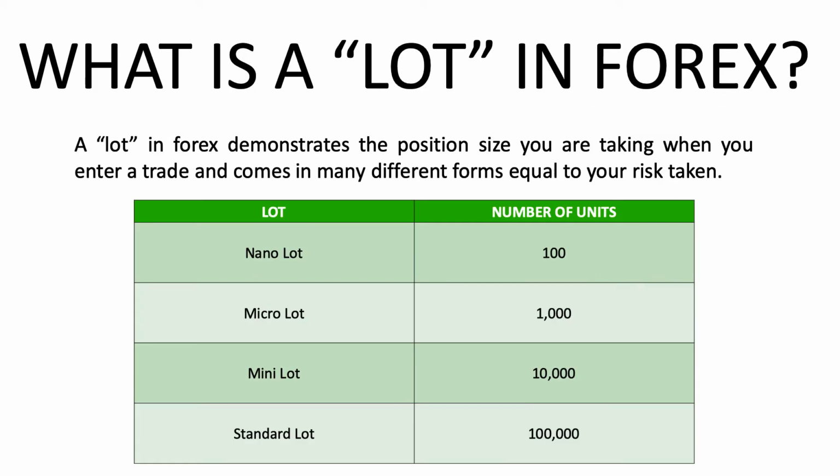Next up are lot sizes in FOREX. A lot in FOREX demonstrates the position size you are taking when you enter a trade, and it comes in many different forms equal to your risk taken. So if you look at the chart below, a nano lot is equal to 100 units, a micro lot is equal to 1,000 units, a mini lot is equal to 10,000 units, and a standard lot is equal to 100,000 units.